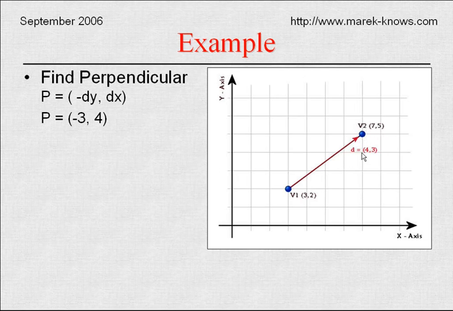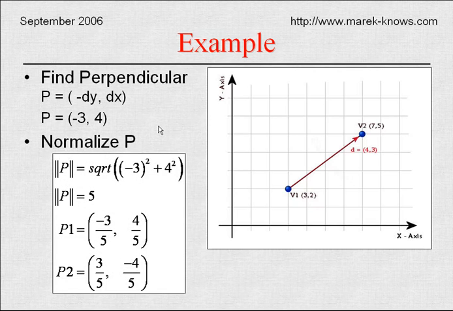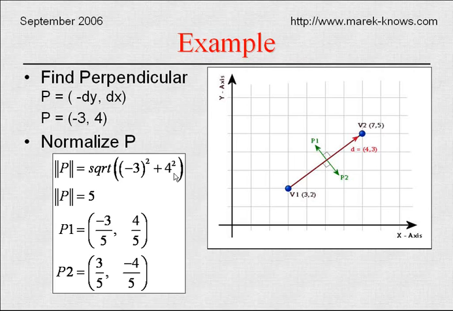Now that we have the direction, we can calculate the perpendicular. The perpendicular that we'll calculate is the first one. We take minus dy, dx. Our direction here was (4, 3), so our perpendicular is (minus 3, 4). We normalize the perpendicular to get a unit length perpendicular. First we need to find the length of the perpendicular. Using these values, minus 3 and 4, we square each of them and add them together. 3 squared is 9, plus 4 squared is 16. 9 plus 16 is 25. 25 square rooted gives us 5.